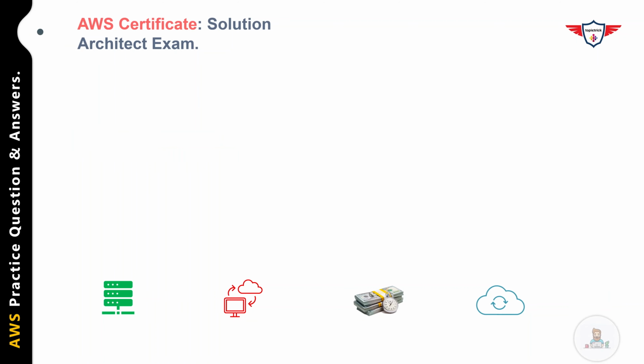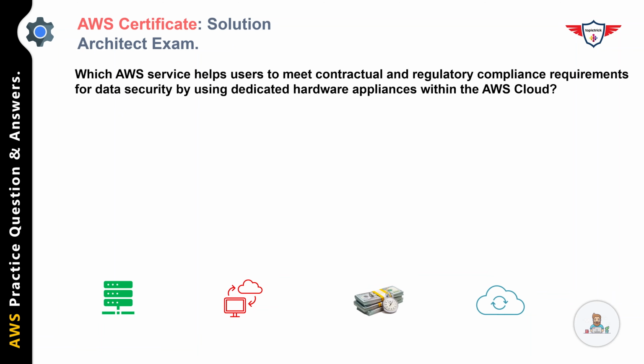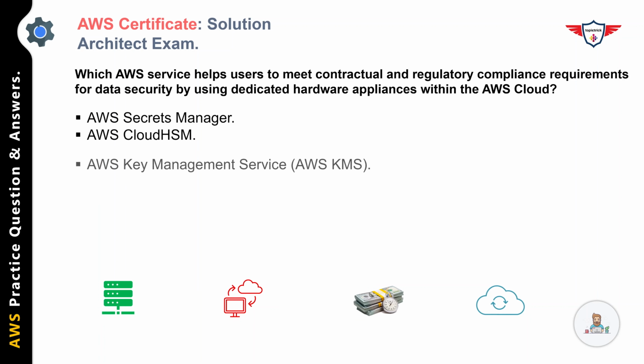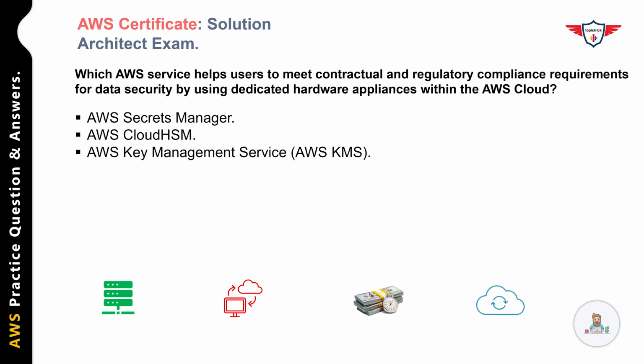Which AWS service helps users to maintain contractual and regulatory compliance requirements for data security by using dedicated hardware appliance within the AWS cloud? Your options are number 1 AWS Security Manager, AWS CloudHSM, AWS Key Management Service, AWS Directory Service.